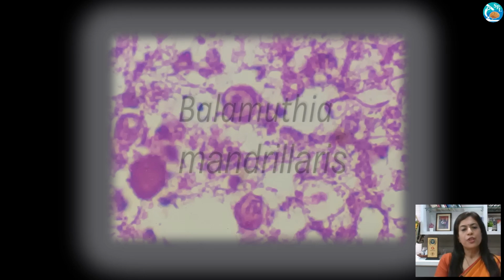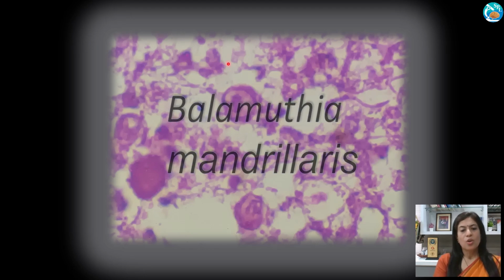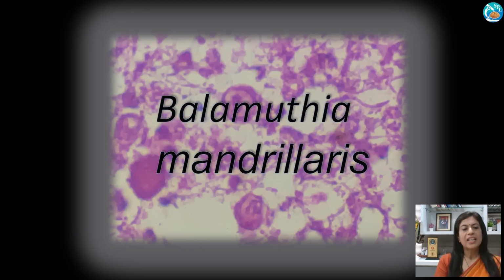Balamuthia is a free-living amoeba that causes the rare but deadly neurological condition, granulomatous amoebic encephalitis, GAE. Balamuthia mandrillaris is a soil-dwelling amoeba and was first discovered in 1986 in the brain of a mandrill that died in San Diego Wild Animal Park.